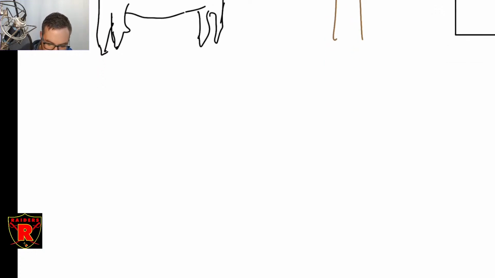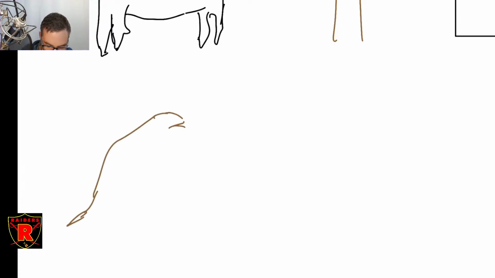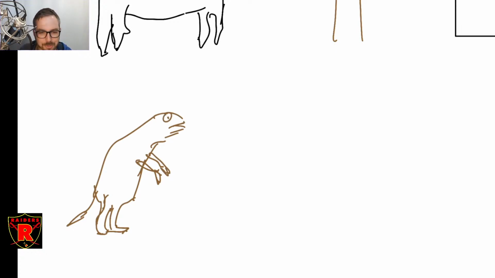If you've got a mongoose, I don't talk about any of these examples in the notes, so this isn't going to be crazy. This is a horrible mongoose, I'm so sorry. Anyway, this is supposed to be a mongoose, which eats snakes, by the way. Looks like a lizard or something. And then you've got your snake.